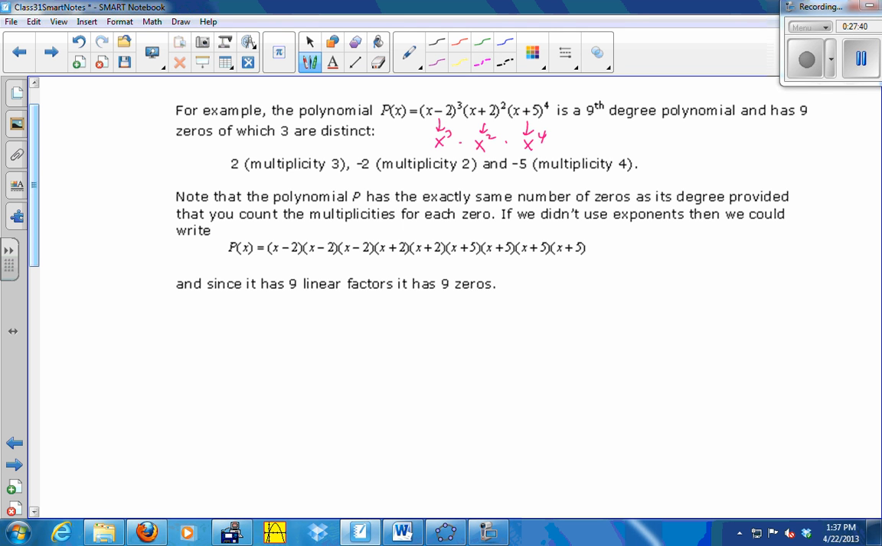So if you were to write this all out without using exponents, we would have 9 linear factors. And we have 9 zeros. Only 3 of them are distinct, but there are 9 zeros because we count the multiplicities.